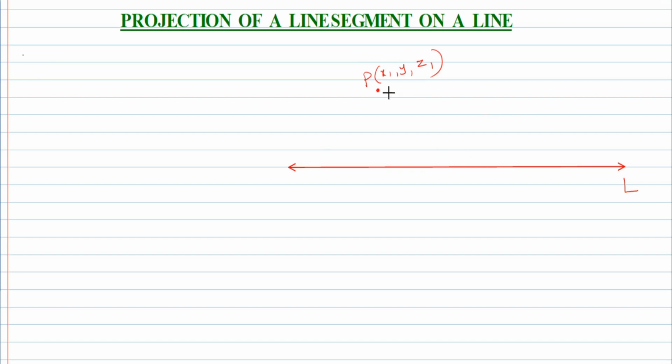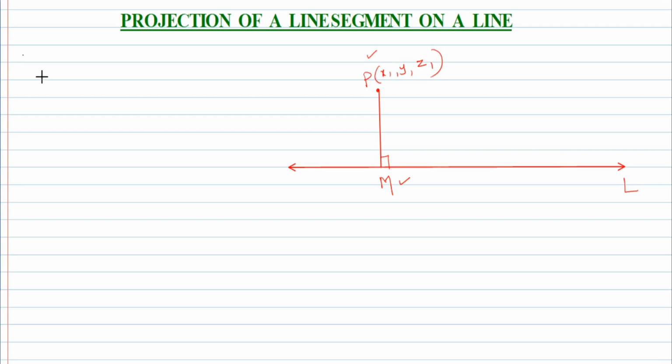So you have to drop one perpendicular from the point P on the line L. Suppose this one is named by PM, and this one is perpendicular. So M is the projection. M is the projection of the point P on the line L.